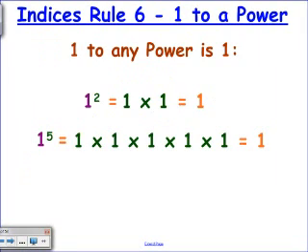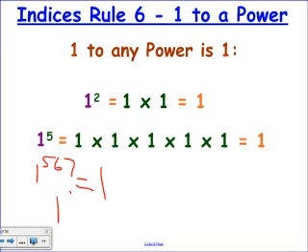And then finally, 1 to any power is always 1. So if I had 1 squared, it means 1 times 1, which is 1. If I had 1 to the power of 5, it means 1 times 1 times 1, 5 times. 1 times 1 is 1, times 1 is 1, times 1 is 1. So 1 to any power is 1. So if I have 1 to the 567, guess what my answer is? 1. If I have 1 to the power a, guess what my answer is? 1. So 1 to any power, any number a, is always 1. Yeah?